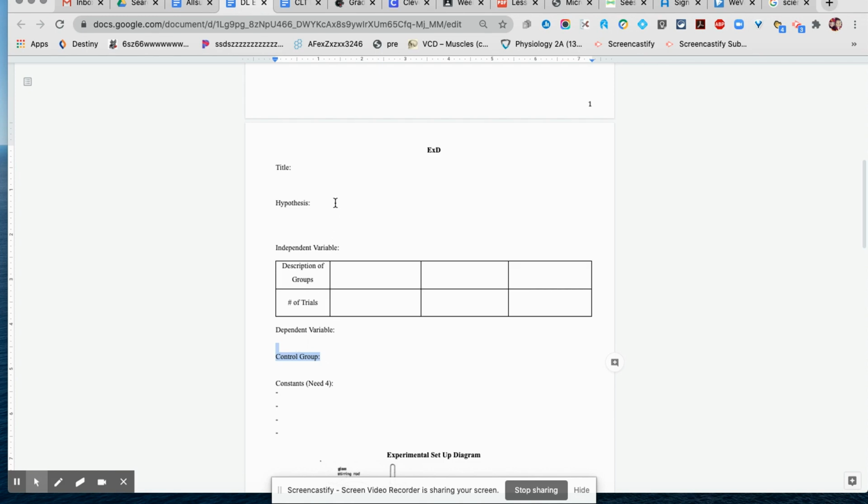You need an if and then hypothesis, and your title following the formula, the effect of, and fill in that IV on, fill in your DV, and then look back at the procedures. My tip here for constants: if you can think of some already off the top of your head, great. If you're struggling, go back to the procedure and read through what steps are done the same for each of our different food items. We need 4 constants as always.